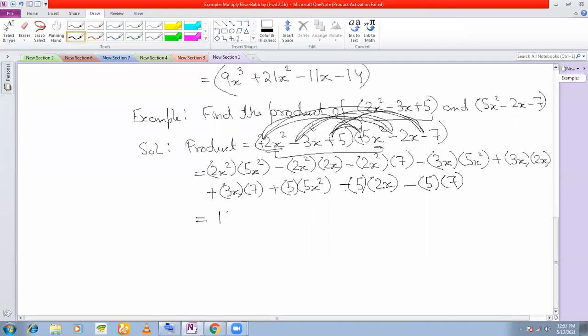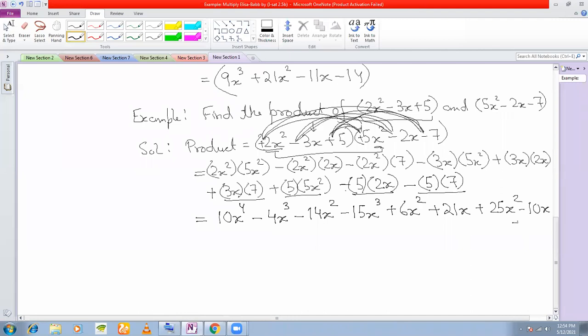Now you just simplify this. So you get 5 into 2, 10, x to the power of 4 here. Next here, you have 2x square into 2x, so you get minus 4x cube. Then here you get minus 14x square. Next here you get minus 15x cube. Here you get plus 6x square. Next you have 21x. That is this one. Next here you have this one, so plus 25x square. Next you have this one, minus 10x. And next you have this one, minus 35.